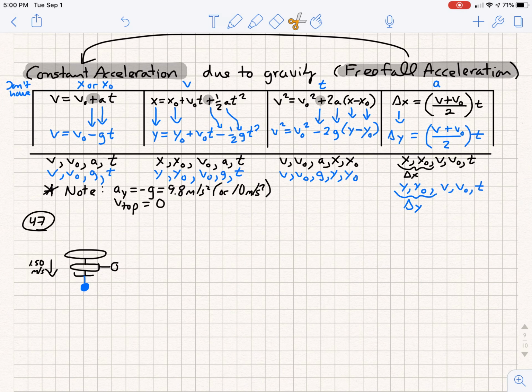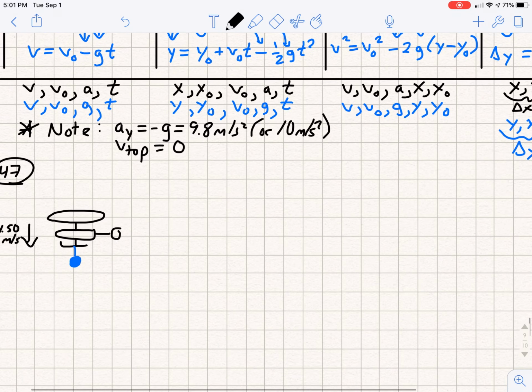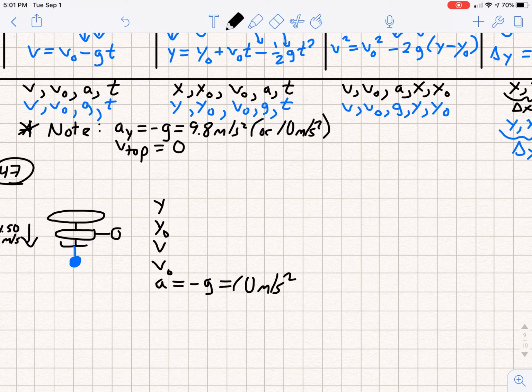When we list our concepts, we want to try to identify them as thoroughly as possible. We know it's a free fall acceleration problem because once that mailbag is released, it's going to pick up speed. It's going to pick up velocity due to Earth's gravity pulling on it. Now, we want to know what is the speed of the mailbag when it's far below the helicopter. So, let's list our variables before we start trying to identify an equation. y, y naught, v, v naught, a, which is equal to negative g, or 10 meters per second squared, and t for time.